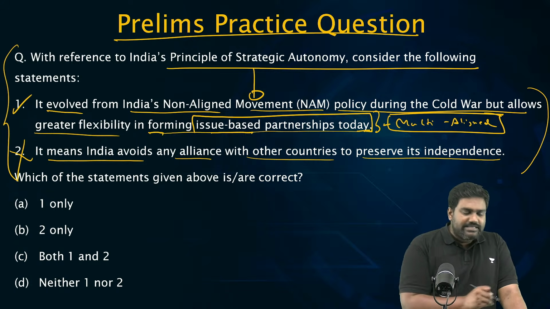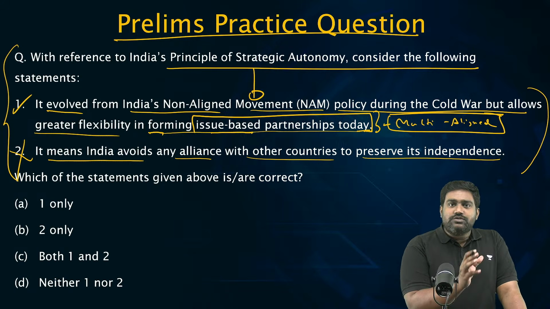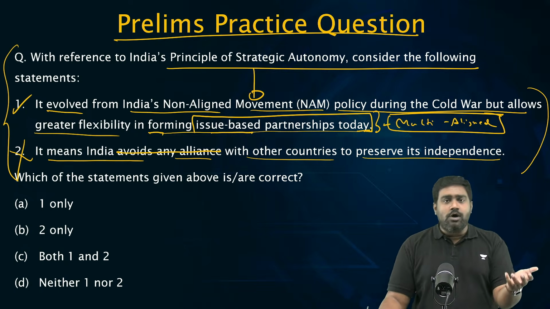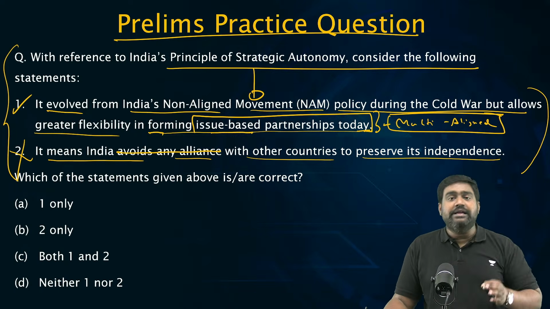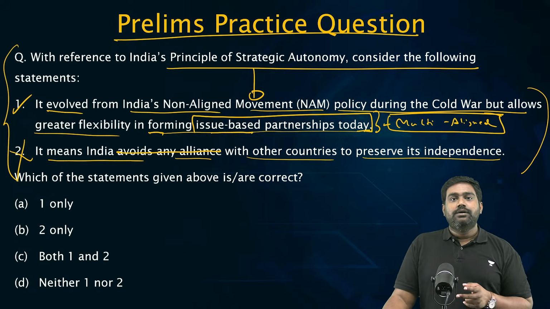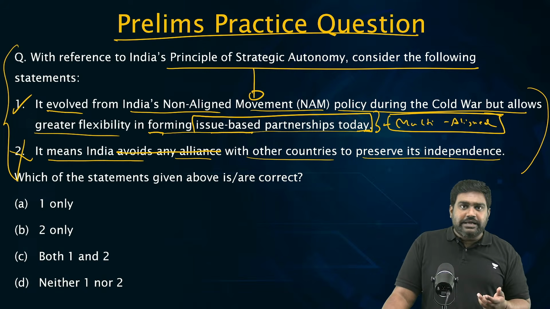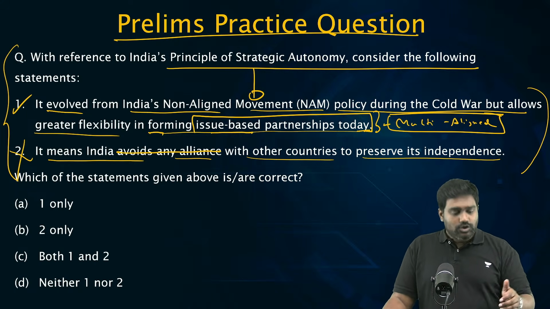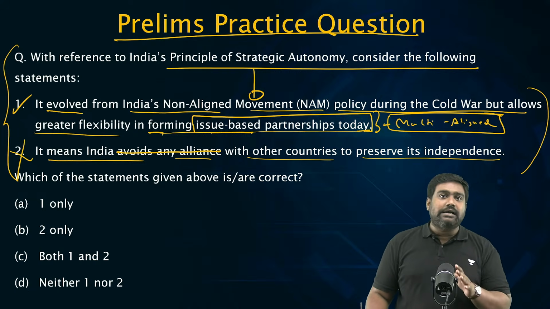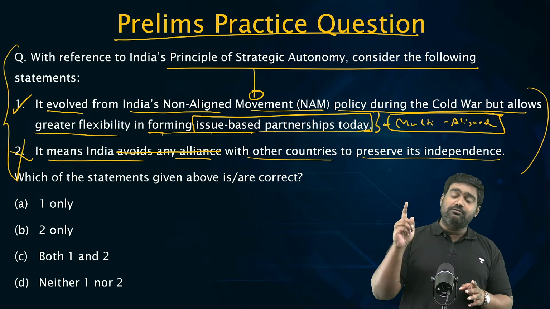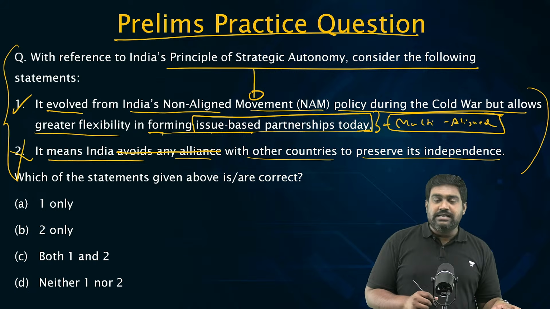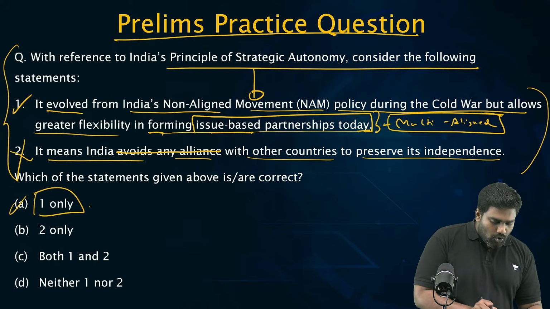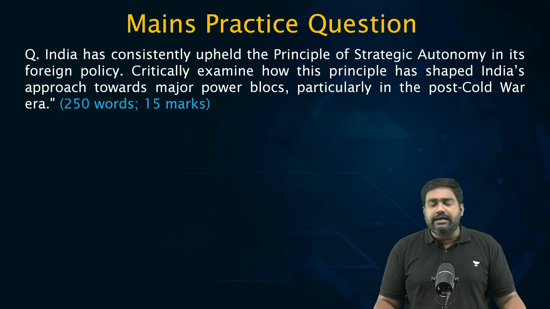Statement 2 is wrong. It's incorrect. Just because we have an independent foreign policy does not mean we avoid any alliance. We do form alliances, but we don't join military alliances. There is a difference. Now we are part of SCO, we are part of BRICS. Isn't that an alliance? We are part of Quad. Isn't that an alliance? So we are part of diplomatic alliances, but we will never be part of military alliances. That's why statement 2 is incorrect. It's saying India avoids any alliance. It's a wrong statement. So only one, option A, is the correct answer.